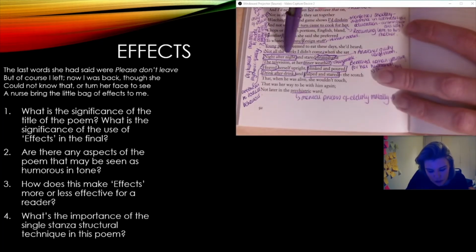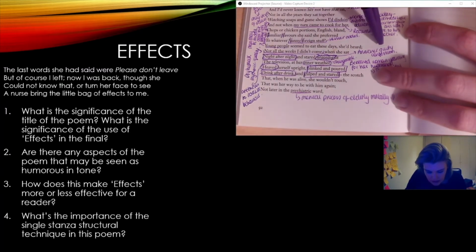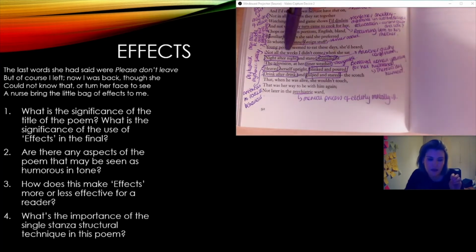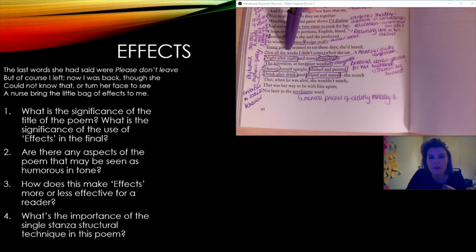She'd heard. And not all the weeks I didn't come. So that again, there's another guilty confession, and these are kind of peppered into the poem. There's not as much emphasis on these, maybe because he does feel so guilty. He throws them in every now and then, but he doesn't want to dwell on them because they make him feel so awful.